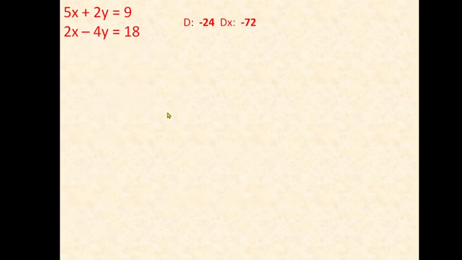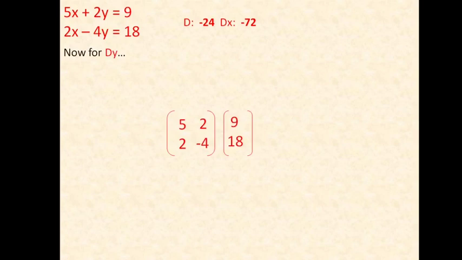Now we have two values. The determinant d is minus 24 and dx, the determinant with respect to x, is minus 72. In the same way, we're going to calculate dy. Dy is the determinant with respect to y. In order to calculate the determinant with respect to y, the same procedure will be followed.